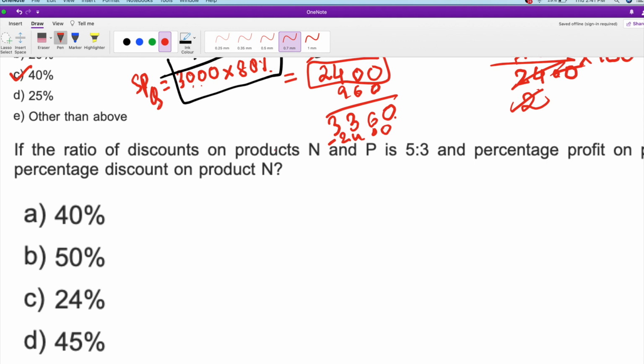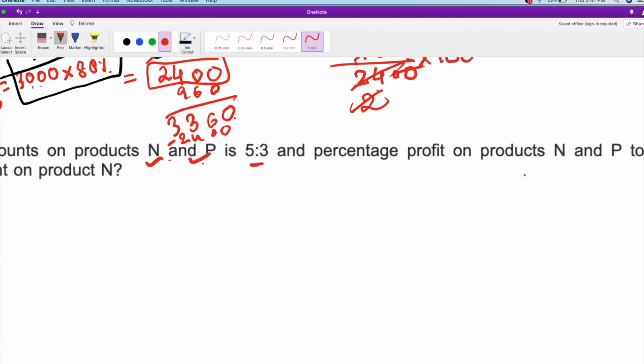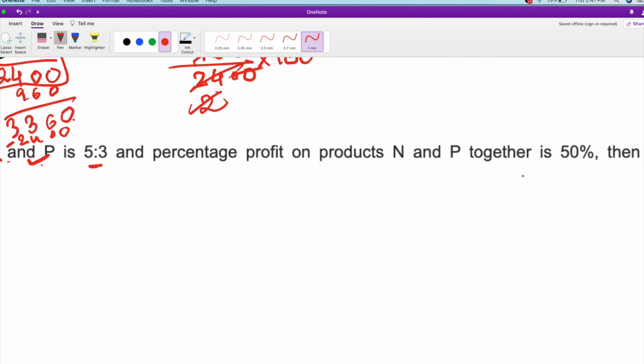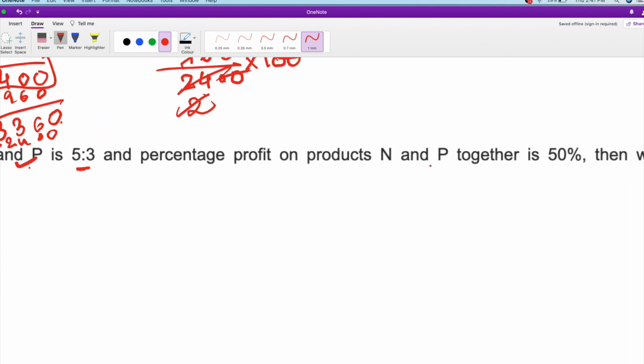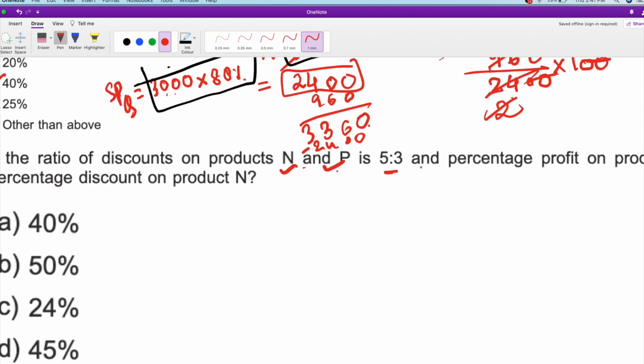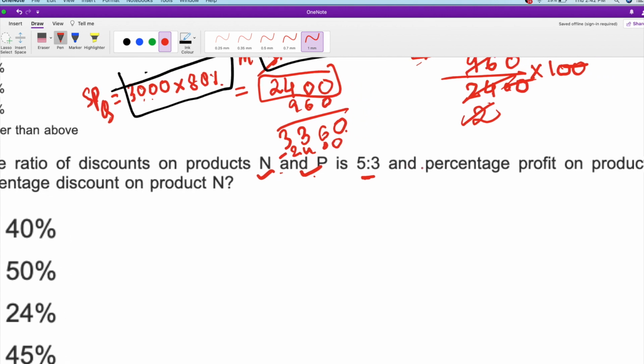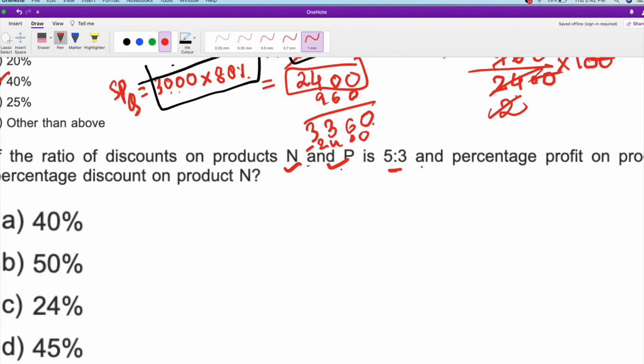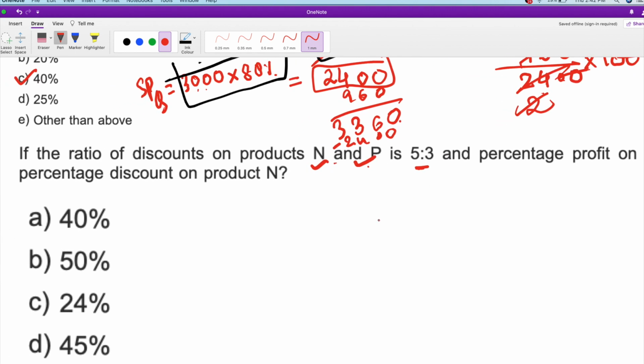If the ratio of discounts on products N and P is 5:3, and the percentage profit on products N and P together is 50%, then what is the percentage discount on N? Now the ratio of discounts is given on N and P, and the percentage profit is also given. It is 50%. What is the percentage discount on N?